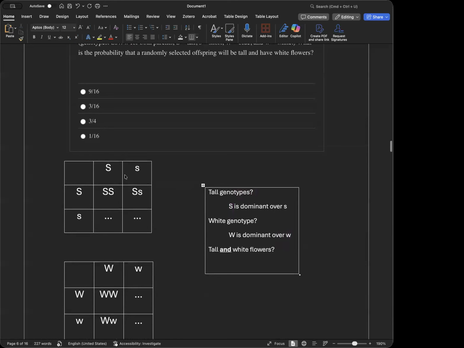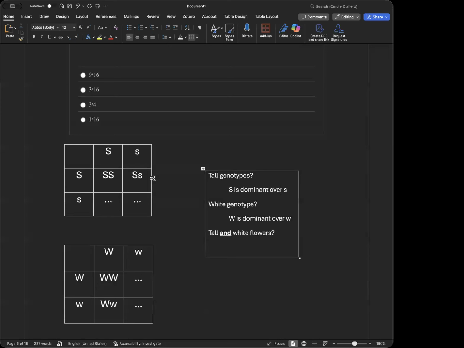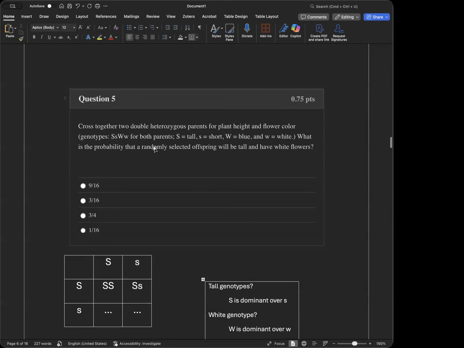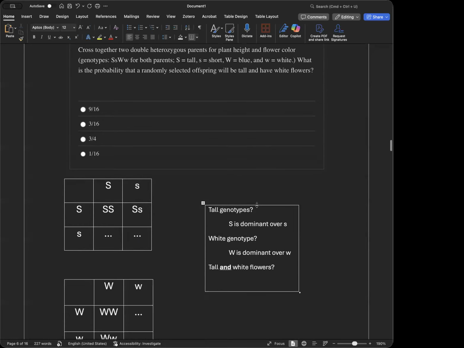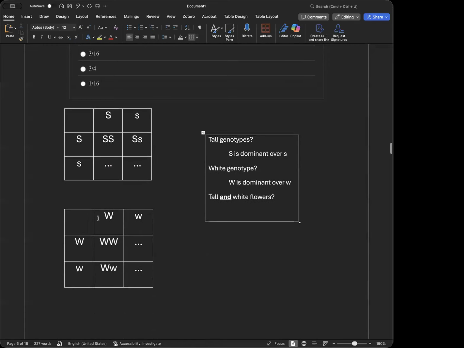What we do, it's easiest to split these characteristics up into their own Punnett squares. You're welcome to do a 16 square Punnett square, but it takes up a lot of time, and on the exam, you wouldn't really have that capability. So that's why we learn about these additive and multiplicative rules. This one asks for the probability of being tall and having white flowers, so we know it's going to be the multiplicative rule. We can figure out the probability of tall and the probability of white, and then multiply those two together. I've started this here.